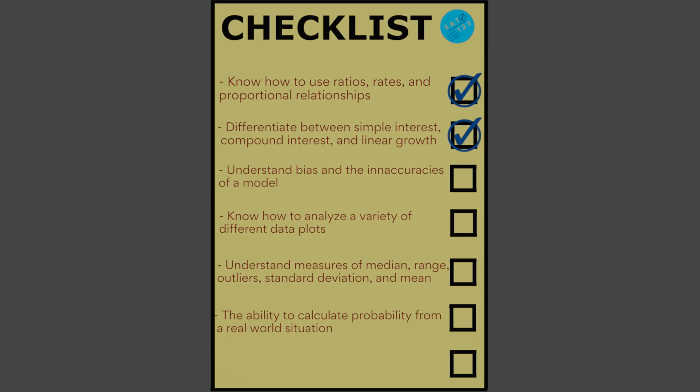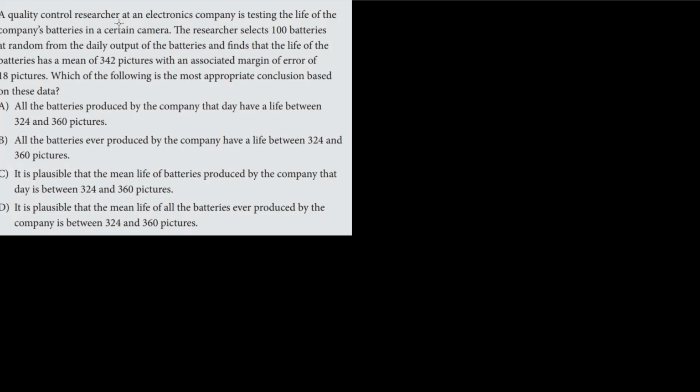So the next point that we're going to go over is understanding the bias and the inaccuracies of a model. A quality control researcher at an electronics company is testing the life of the company's batteries in a certain camera. The researcher selects 100 batteries at random from the daily output of the batteries and finds that the life of the batteries has a mean of 342 pictures with an associated margin of error of 18 pictures. Which of the following is the most appropriate conclusion based on these data?